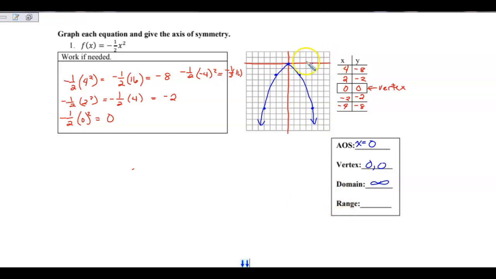And my range, see how this is my vertex? That means that my maximum is 0. So y is going to be less than or equal to 0. I can't go above 0, but I can definitely go below 0 with all my y values. Okay?